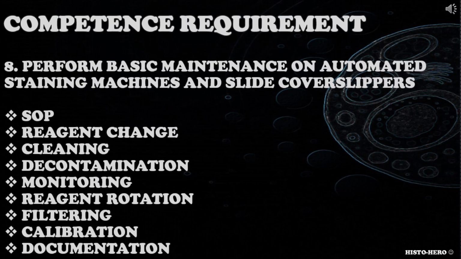The eighth competence requirement is perform basic maintenance on automated staining machines and slide cover slippers. Candidate should be able to perform maintenance on instruments used during H&E staining. Does the candidate perform basic maintenance of the H&E stainer and cover slipper used in your lab? Do they record maintenance regularly and accurately?